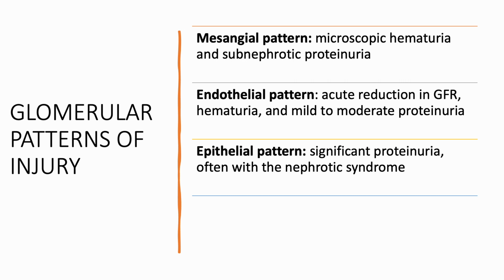So we have to recognize the pattern of injury, and then we put all the information together to reach a clinical diagnosis. So if we have a mesangial pattern, it means that we have antibodies attacking the mesangium, the space in between the capillary loops.